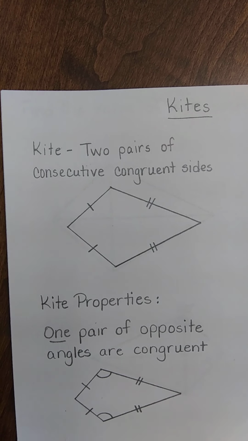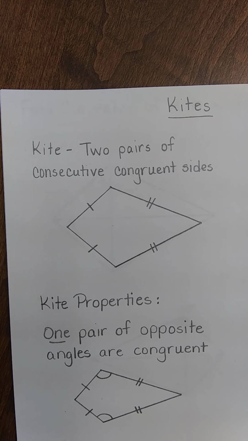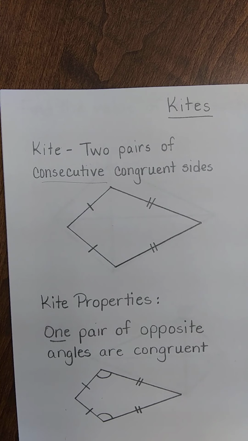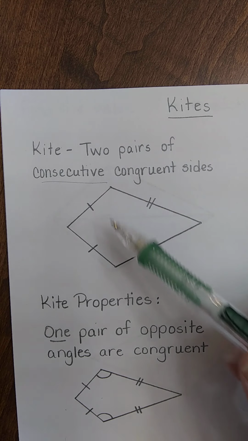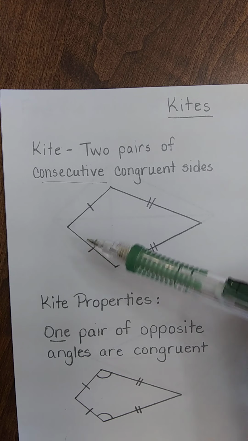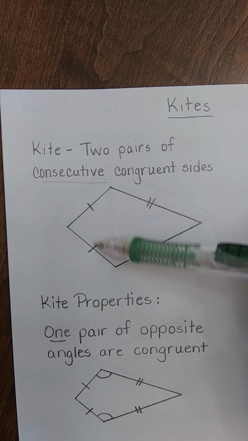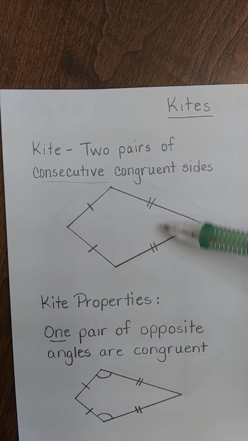So kites have two pairs of consecutive congruent sides. Remember, a parallelogram had two pairs of opposite congruent sides, but these are consecutive congruent. So consecutive means in a row. Like if someone gets hits in consecutive at-bats, that means one at-bat and then the next one immediately following it. So when we're talking about consecutive angles or sides, we're talking about ones right next to each other. So these two sides right next to each other are congruent, and then these two right next to each other are congruent. And that's what gives us our kite.